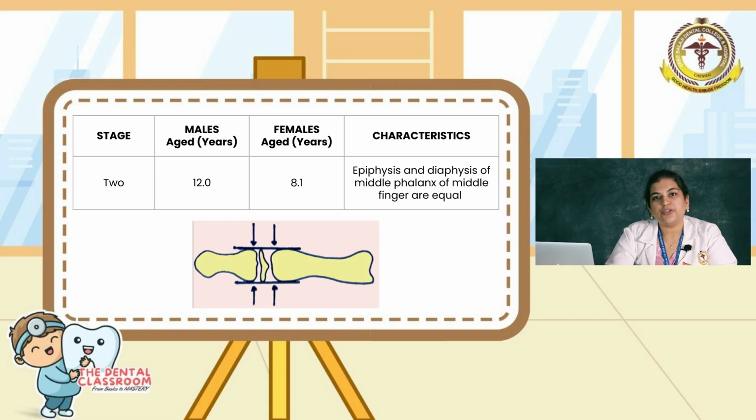Likewise, moving on to stage 2, which usually corresponds to the ages of 12 for boys and 8 for females. In this stage, the epiphysis and diaphysis of the middle phalanx of the middle finger are equal. Initially, we saw the index finger. Now, we're looking at the middle finger.